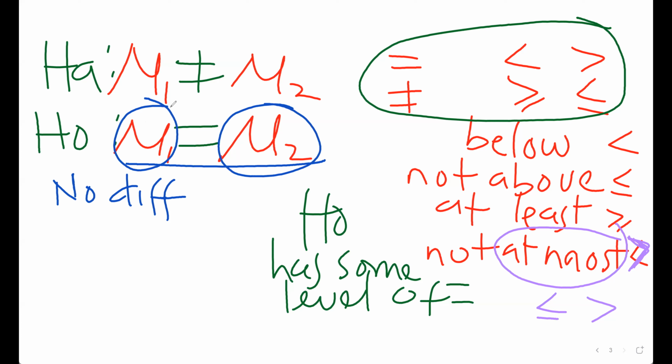There is no difference. Now, why do I say there's no difference? Because if you move the mu two on the right-hand side to the left, you're going to get mu one minus mu two equal to zero. That's the meaning of there is no difference. So in other words, the difference is just zero. Now, what does that mean practically?